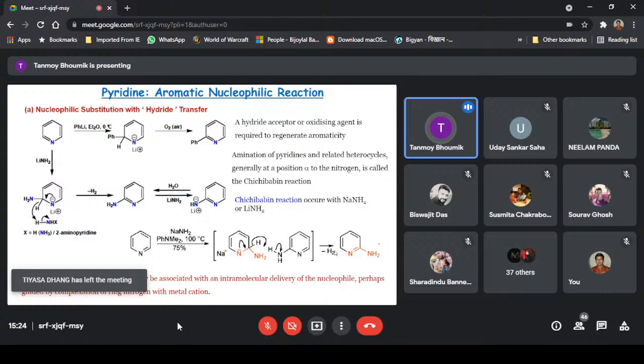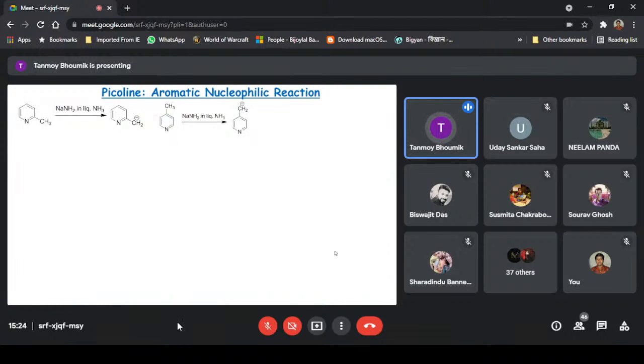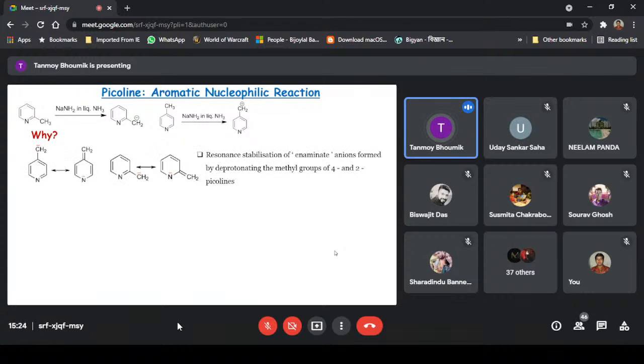reaction. In the case of this Chichibabin reaction, the alpha position is favorable because whenever the alpha position participates in nucleophilic substitution, a negative charge is generated. This negative charge will be stabilized by the nitrogen atom of the pyridine. So this is the picoline aromatic nucleophilic substitution.